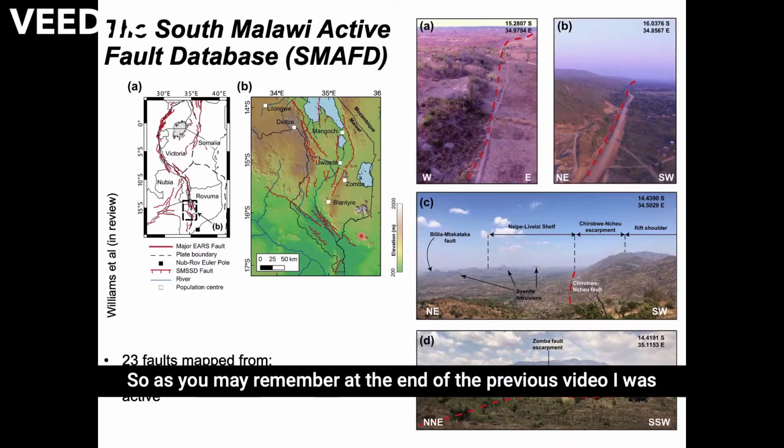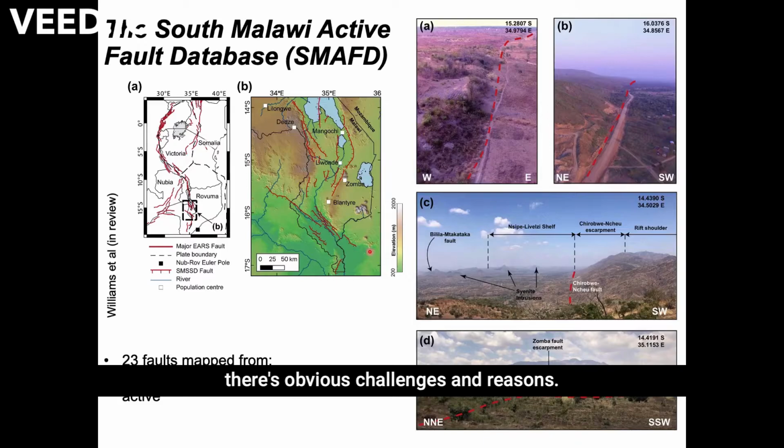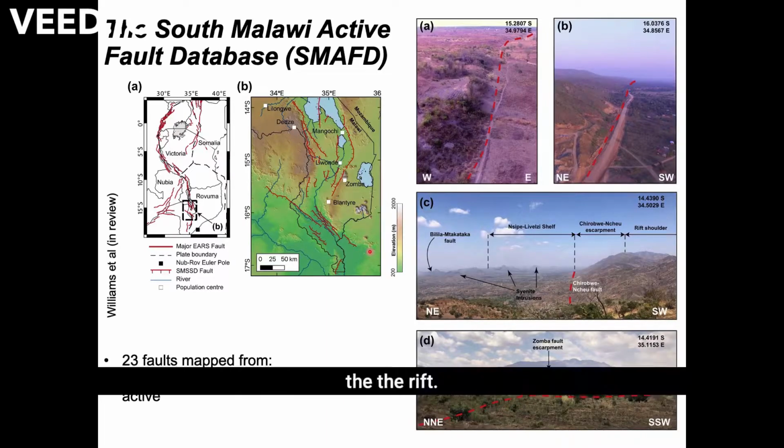As you may remember, at the end of the previous video, I was discussing how for doing probabilistic seismic hazard analysis in the East African Rift, including fault sources could be really important. There are obvious challenges and reasons why this hasn't been done before: the active fault mapping there is generally quite incomplete, and there are very few on-fault slip rate measurements at all within the rift.